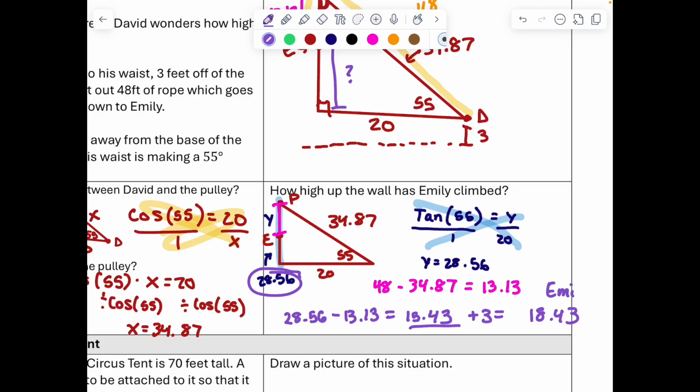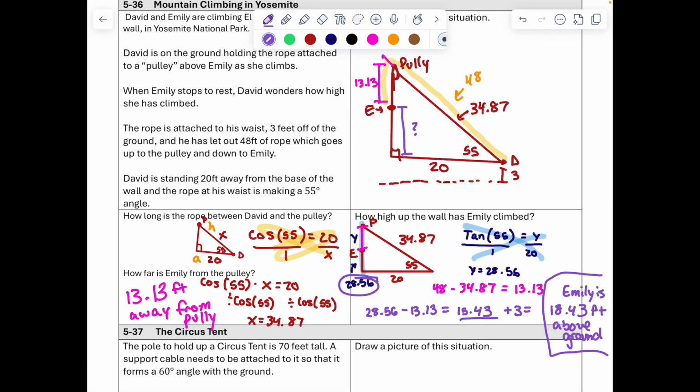Emily is 18.43 feet above the ground. All right.